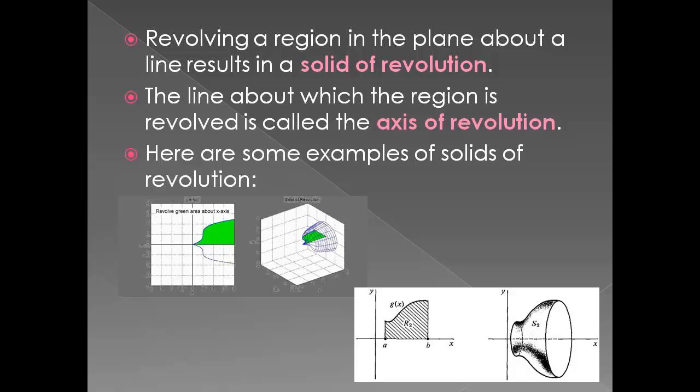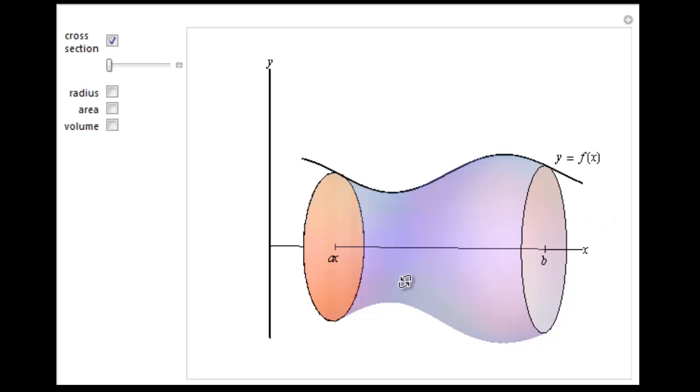When you revolve a region in the plane about a line, it results in a solid, which is called a solid of revolution. The line that you're revolving around is called the axis of revolution. If we take a general function, y equals f of x, this line right here, and we revolve the region between f of x and the axis around the x-axis, we get a shape that looks like this.